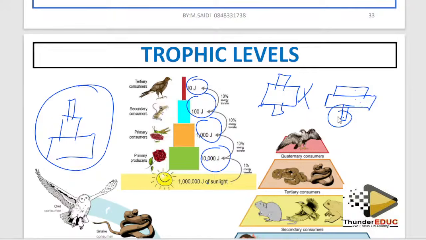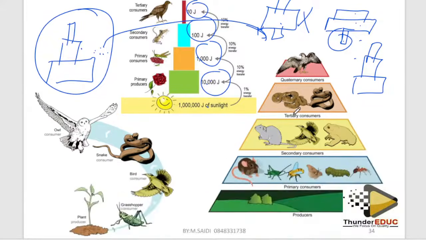So pyramid of number and pyramid of biomass can be like this, or like this, or like this. But pyramid of energy is always like this. Pyramid of number, pyramid of biomass, pyramid of energy, all of them can be like this, but only the pyramid of energy cannot shift from this to this. The other two can do that. So please don't go to the paper without knowing that.